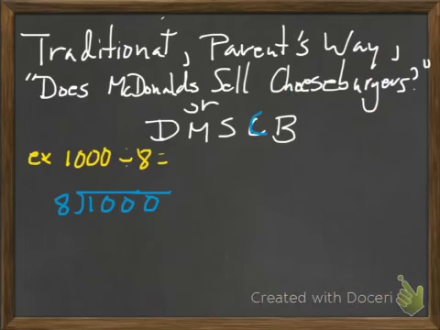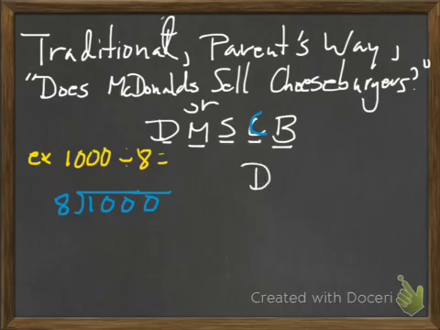Alright, let's continue on. So now let's look at that first problem, the 1,000 divided by 8, and let's do it the traditional, I don't know why that says T, that should be an L, the traditional way. You might call this your parents' way, your teacher's way, and you might also know it as the Does McDonald's Sell Cheeseburgers way. And that's an acronym like PEMDAS, DMSCB, and what it actually stands for is divide, multiply, subtract, check, and then bring down. Okay? And that is the more traditional algorithm.